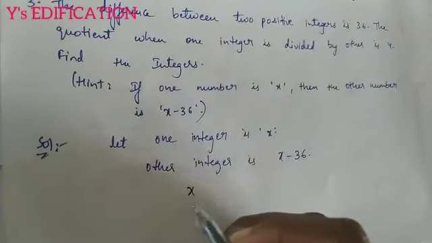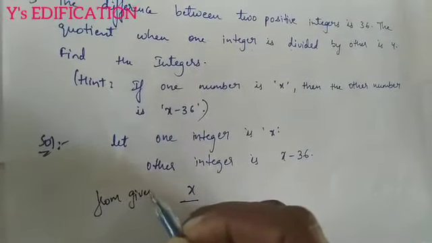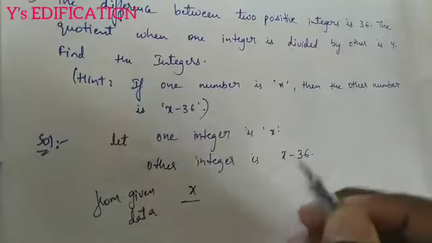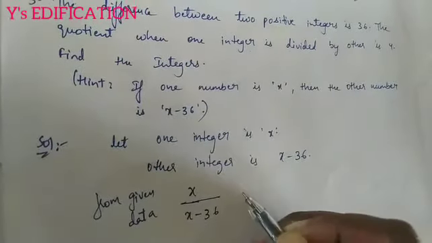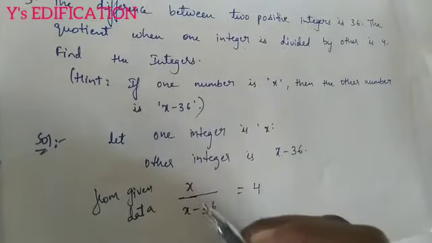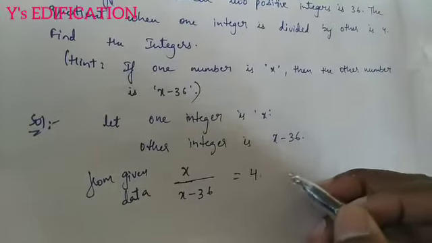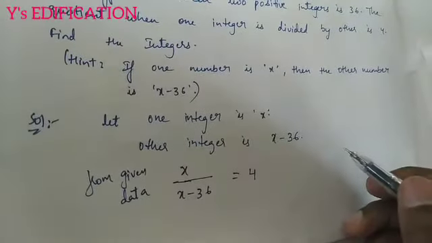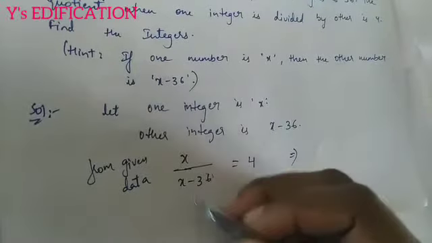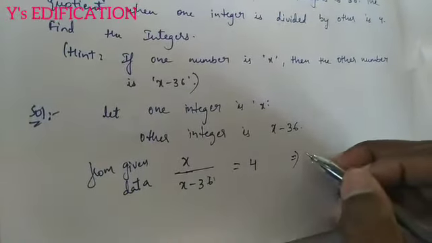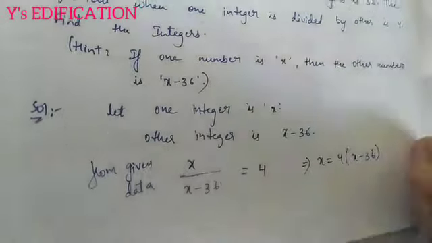From the given data, when we divide these two numbers, x by x minus 36, the quotient is 4. So x by x minus 36 is equal to 4. We have to find the value of x here. So what we'll do first is transpose this to the RHS side, so it will become 4 into x minus 36.